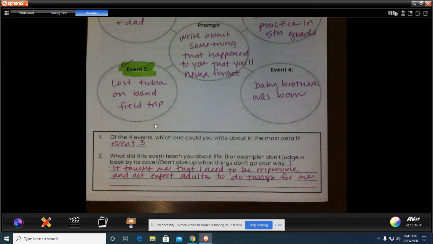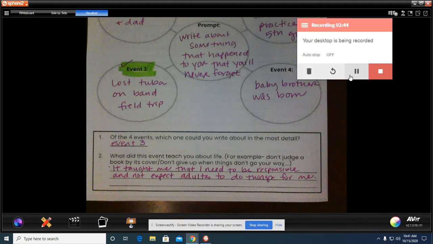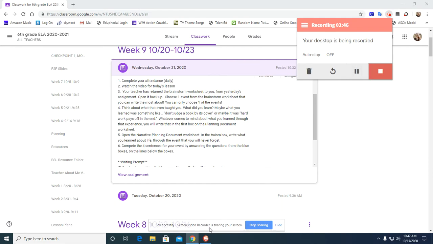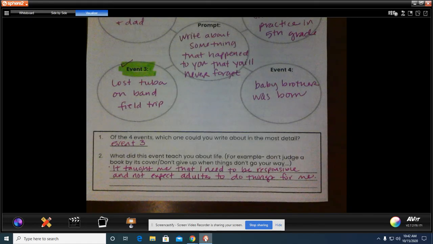I also wrote down what that event taught me about life. So if you did not think about what that event taught you about life yesterday, you might have left that blank at the bottom of your page. It's really important to think about what that event taught you because that's going to be used in your essay this week. We're going to turn this statement into what we call a truism.